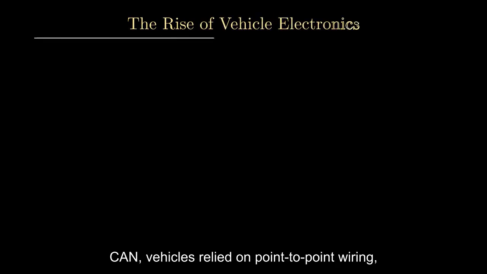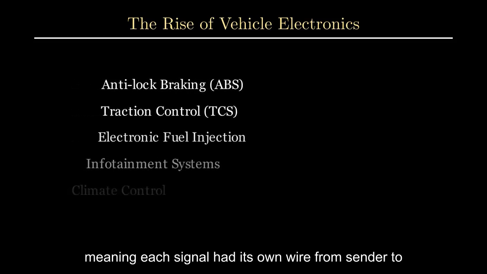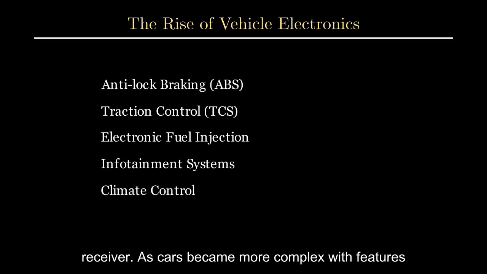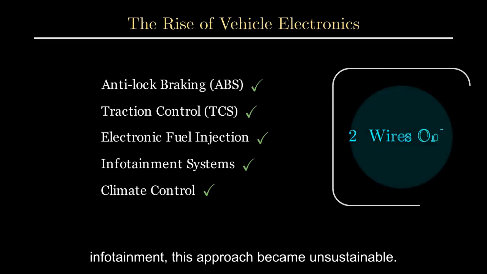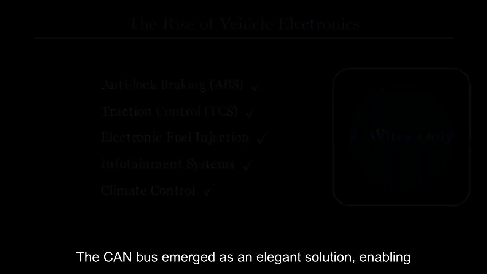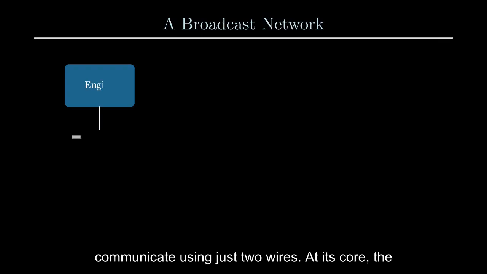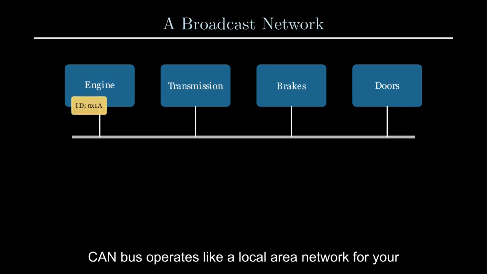Before CAN, vehicles relied on point-to-point wiring, meaning each signal had its own wire from sender to receiver. As cars became more complex with features like ABS, traction control, and advanced infotainment, this approach became unsustainable. The CAN bus emerged as an elegant solution, enabling multiple electronic control units, or ECUs, to communicate using just two wires. At its core, the CAN bus operates like a local area network for your car's computers.